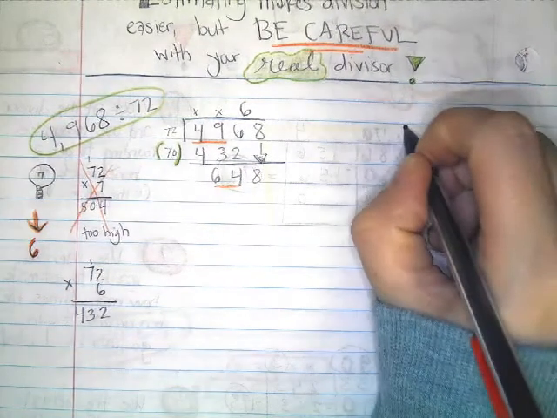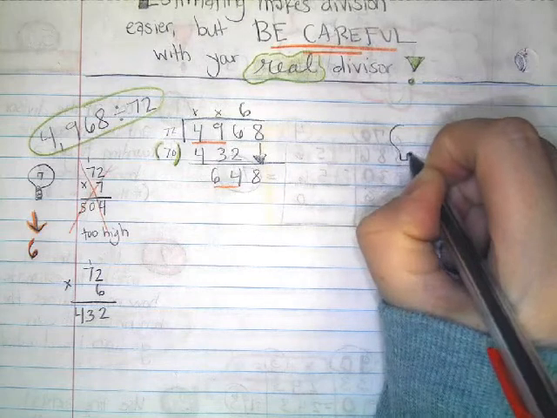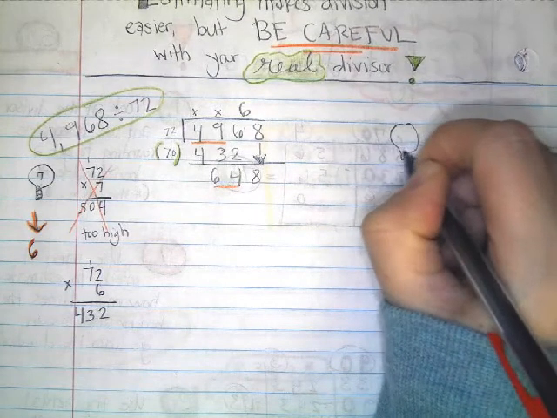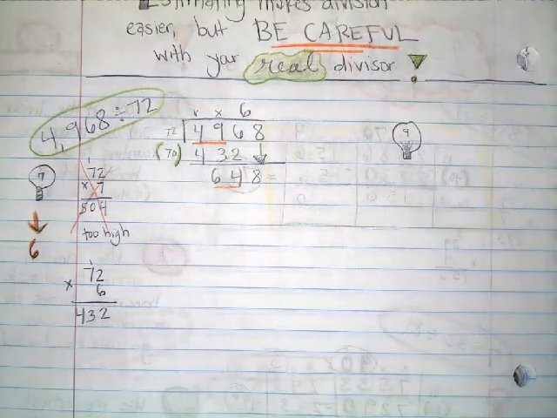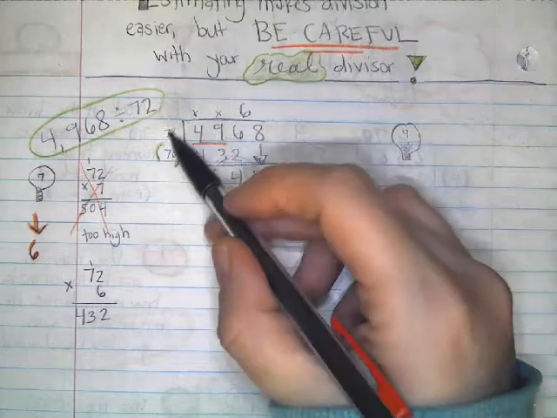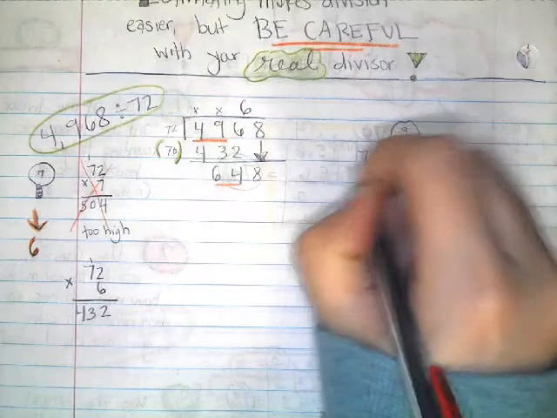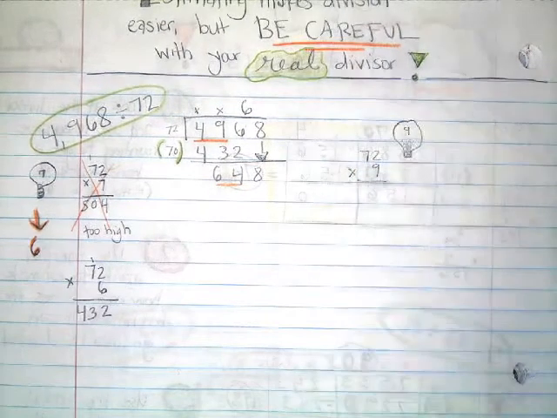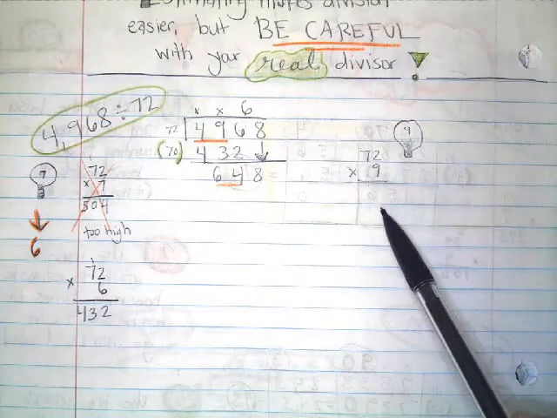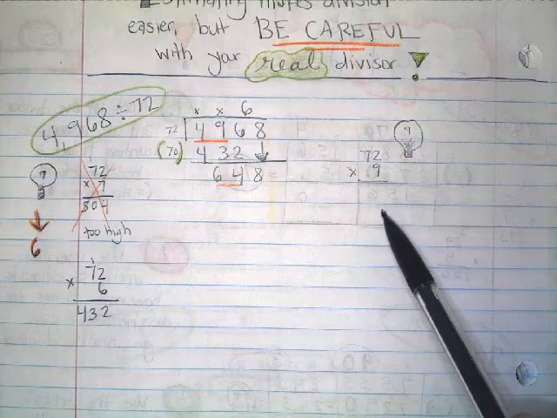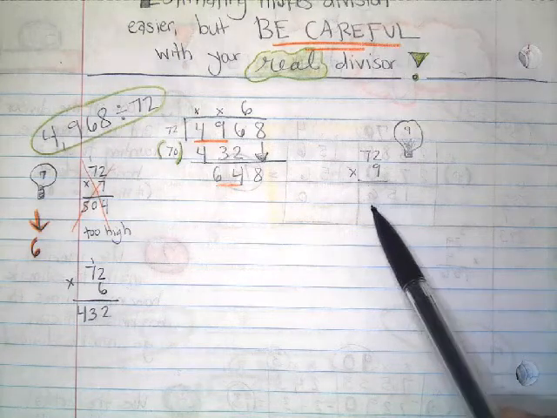I'm going to come over here to the side. I'm going to draw a light bulb. And this time I'm going to try, what was the number? 9. We're going to try 9. Okay, so we will do 72, our original number, times 9. And this number cannot be bigger than 648.